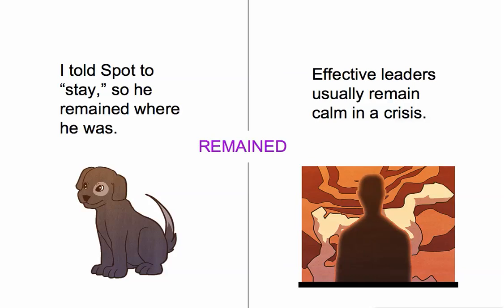Remained. I told Spot to stay, so he remained where he was, compared to effective leaders usually remain calm in a crisis. The first sentence, he's doing something, or not doing something. He's remaining. He's not changing. He's staying where he is. The second one, again, describing. Remain is linking the predicate adjective calm to the subject of the sentence, leaders.